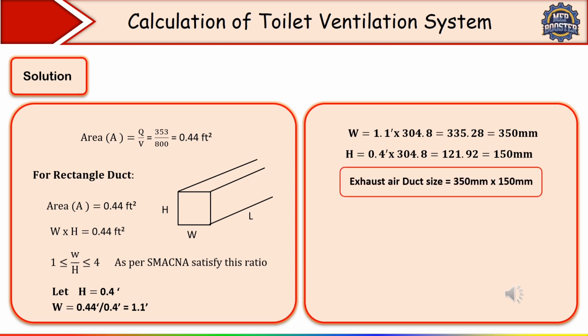So the exhaust duct size we have calculated is 350 mm width and 150 mm height. But remember, this condition we have to follow only for rectangular duct.